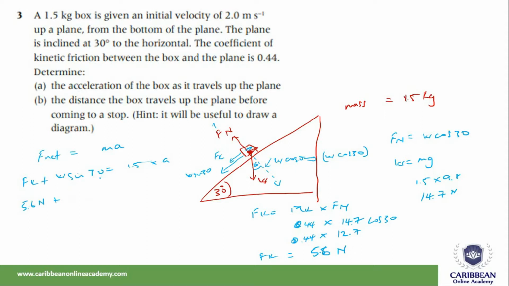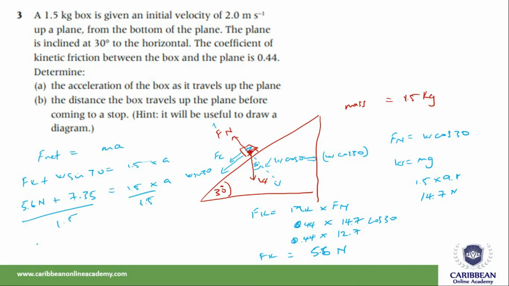We know what W is. W is 14.7 times sine 30. That gives us 7.35, which is equal to 1.5 times a, which is the acceleration. Dividing both sides by 1.5.